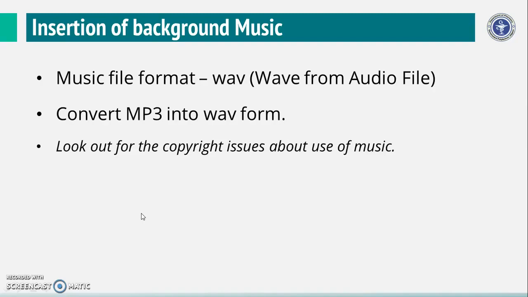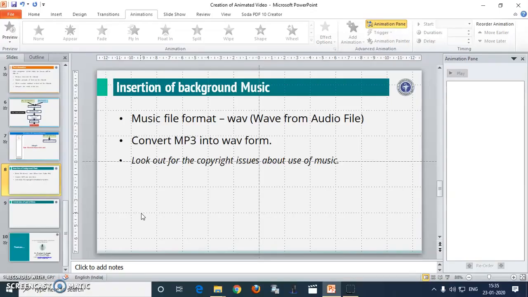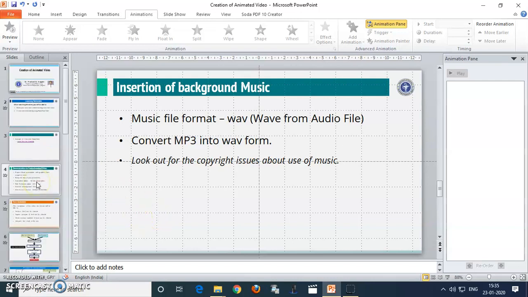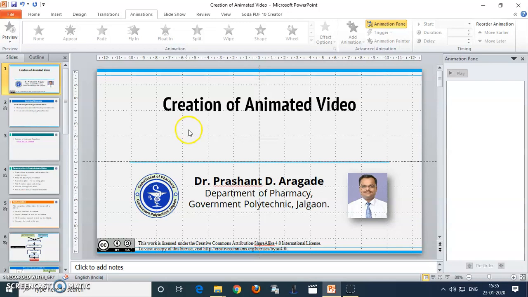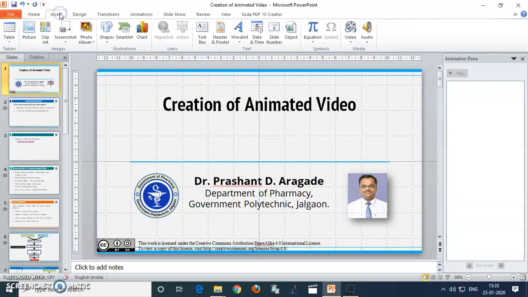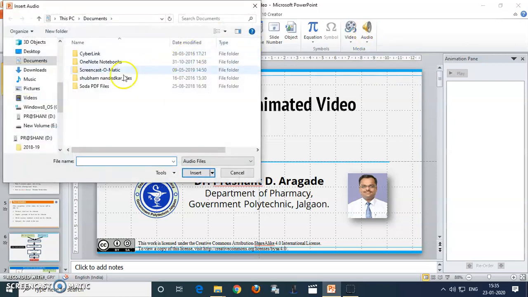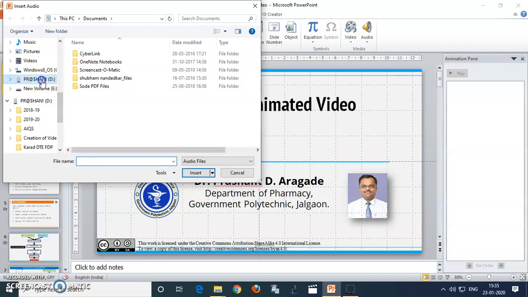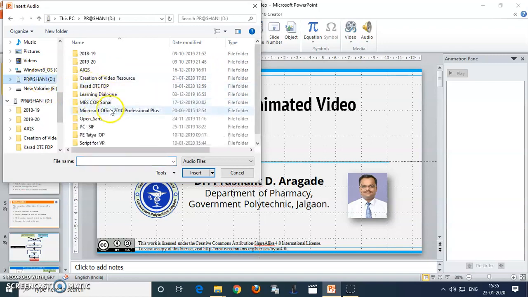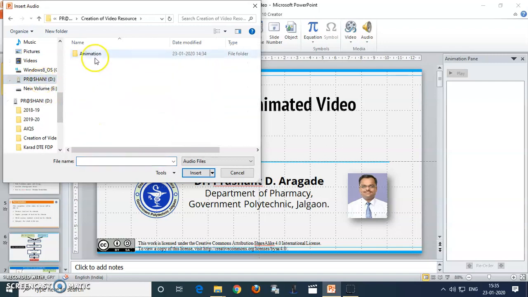So let's see how we are going to insert the music into your presentation. For that purpose, you have to go to the first slide, then go to the insert option, then here is audio. So you have to click on audio, search for your music file where you have saved it. I have already converted it into waveform, so select it and insert.